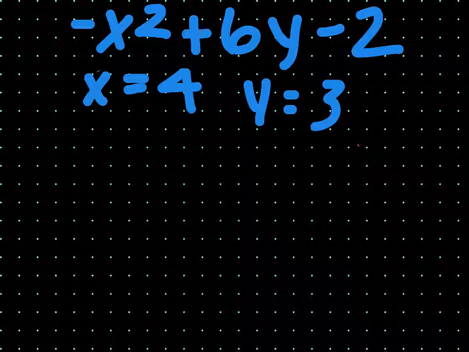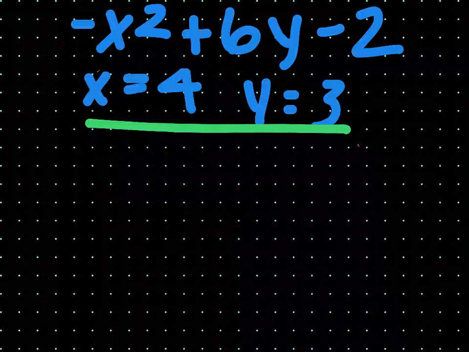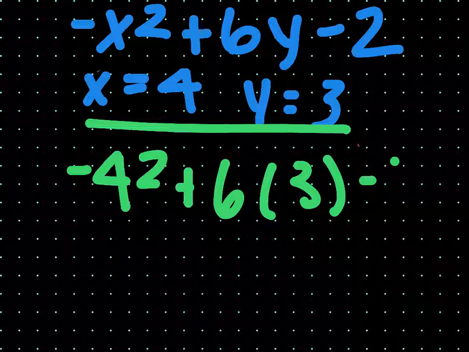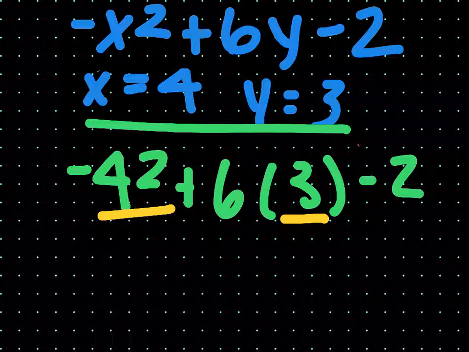Okay, now that you've got your answer, let's go ahead and see if you got it right. First we're going to put in what we learned. So it's negative 4 squared plus 6 times 3 minus 2. Do we have any parentheses? Yes, but there's nothing in it to solve, so we move on to the next. Do I have any exponents? Yes, so go ahead and solve the exponents. Now remember, this one doesn't have parentheses in it, so it's just 4 times 4 is 16.